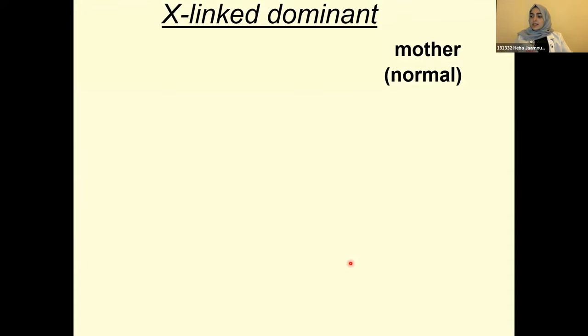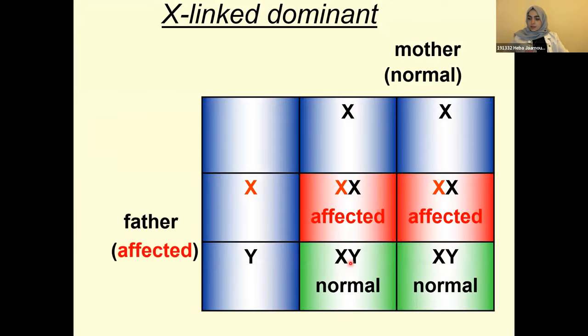Let's say we have a normal mother and an affected father. So let's look at this again: a normal and a normal, and then here, this one is affected and this one is normal. For the son of an affected male, all sons will be normal, because the son takes the Y, which has nothing to do with this mutated X. Sons are okay.